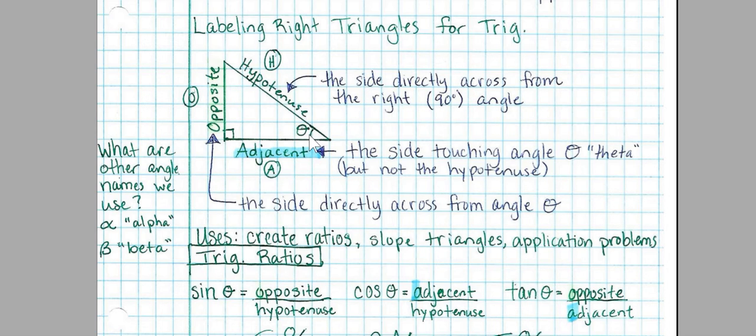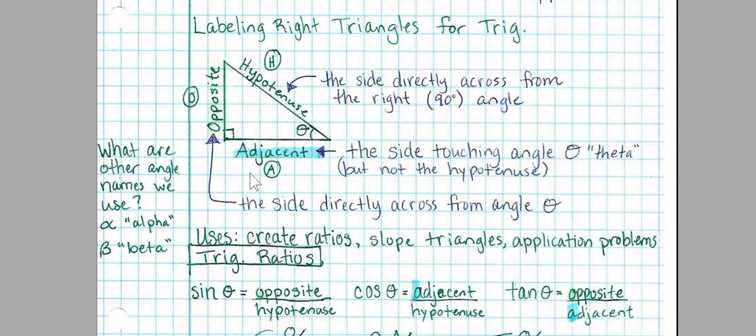Sometimes you'll see that. Off in the margin here on the side of the paper, you can see some other names that we use for angles. And you'll see these more as you advance in math. So the first one looks like a little fishy, and it's called alpha. And the next one looks like a capital B with a rounded top, and that Greek letter is called beta.